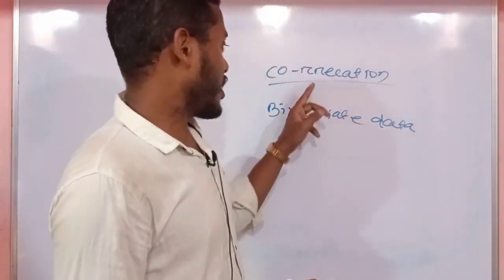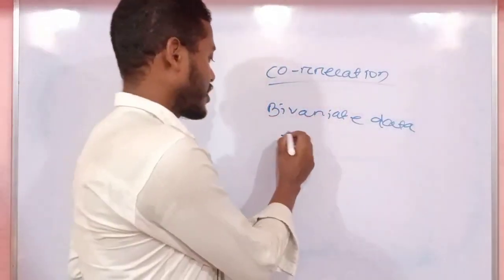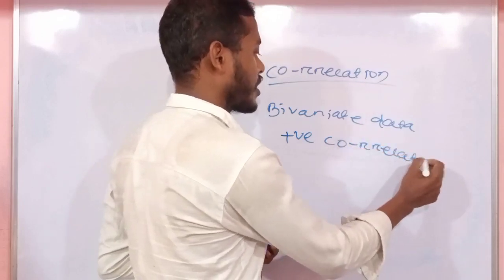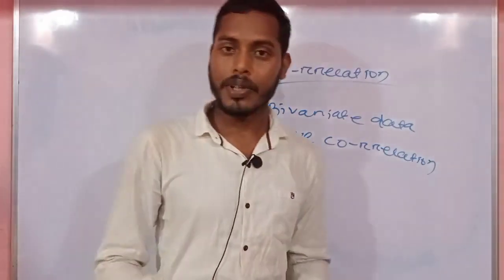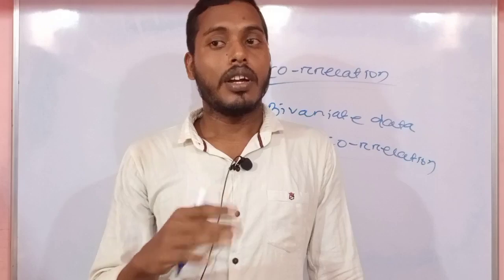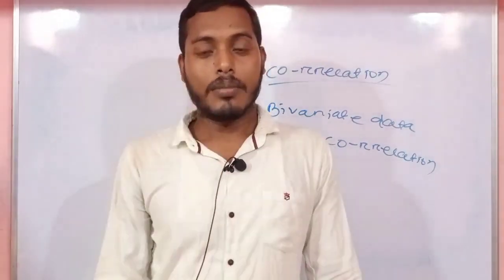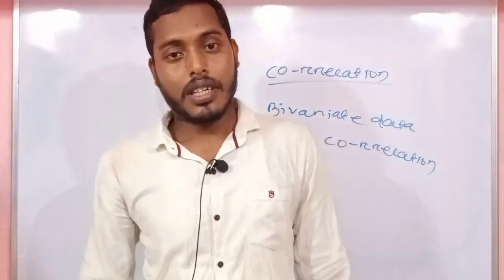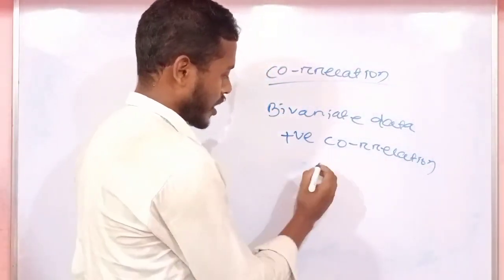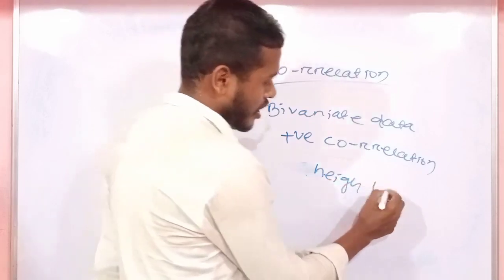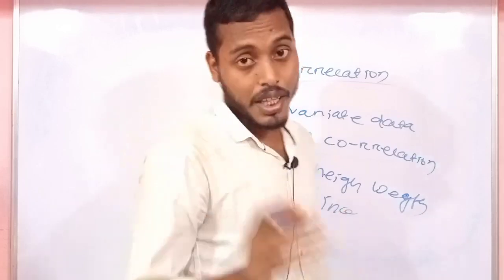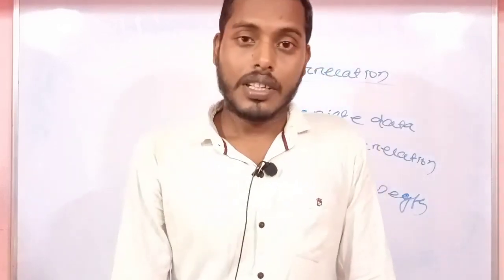After correlation and bivariate data, we will discuss what is positive correlation. Two variables are said to be correlated to each other if one variable continuously increases and the other variable also continuously increases at the same time; this is known as positive correlation. Examples of positive correlation are height and weight, and income and expenditure.